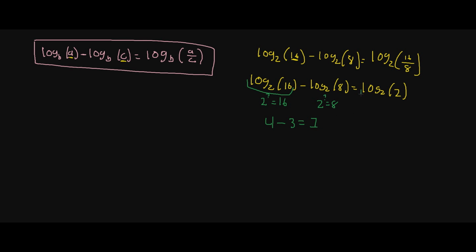So this better be 1. Well, what's 2 raised to what power equals 2? That's just 1. So that makes sense. If we were to actually compute these, we get 4 minus 3, and it better equal 1, which it does. So that's another way to show you why this property works the way it does. But more importantly, we just want to be able to apply the property. So let's check it out.